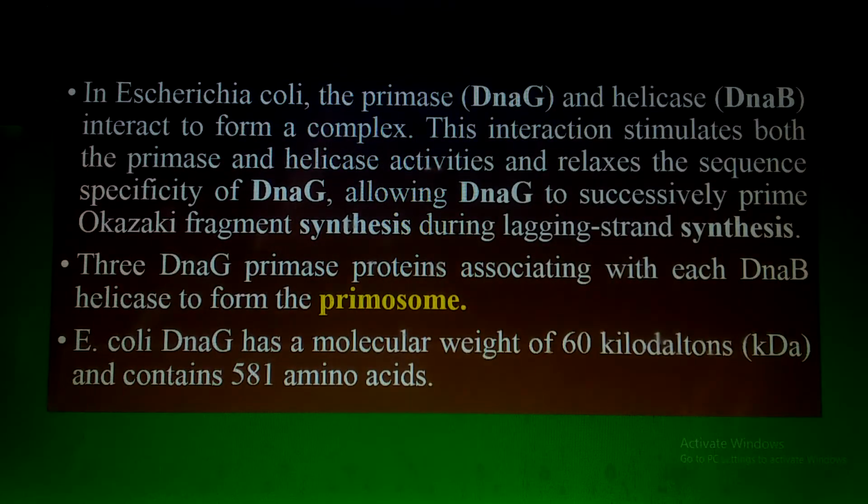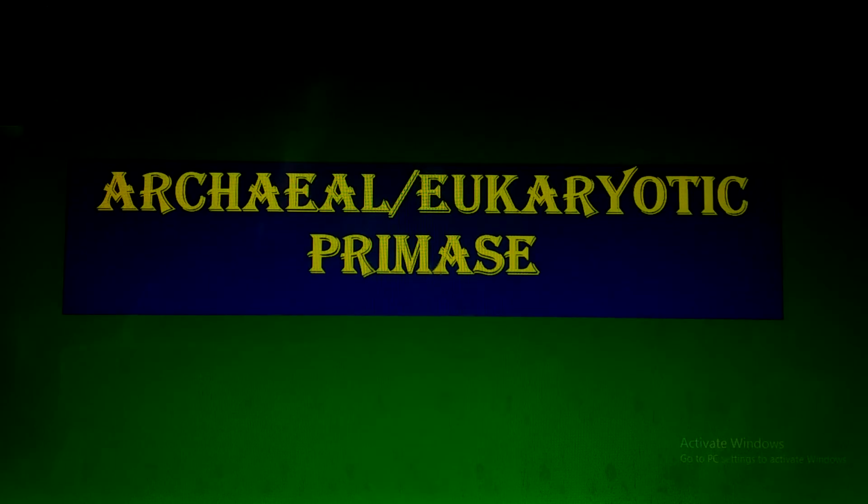Okay. E. coli DnaG has a molecular weight of 60 kilodaltons and contains 581 amino acids. So it is clear to you that in the case of bacteria, the primase forms a complex with the helicase for its activity, and this complex is known as the primosome. Okay. Now I'm going to discuss the eukaryotic primase.